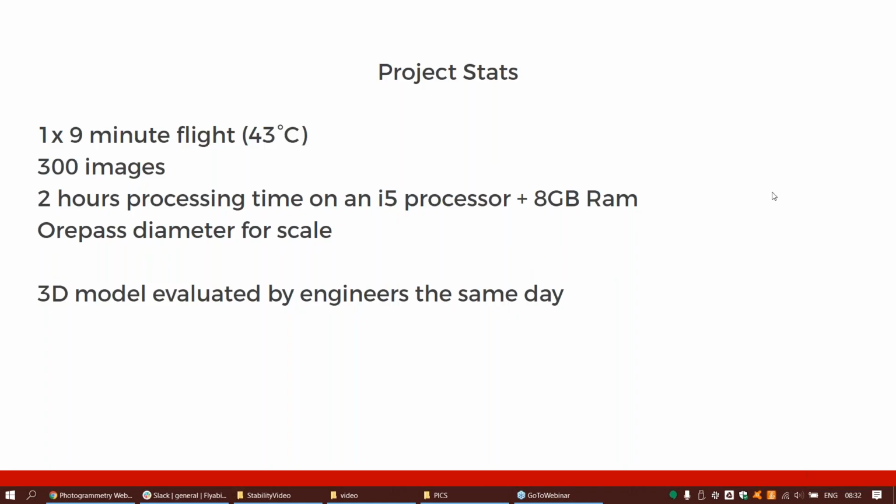Just a few project stats. So this was one 9-minute flight. It was about a kilometer underground, so extremely hot, 43 degrees C, and near 100% humidity. So the drone would have kept flying all day, but I wouldn't have in those conditions. It was quite uncomfortable.